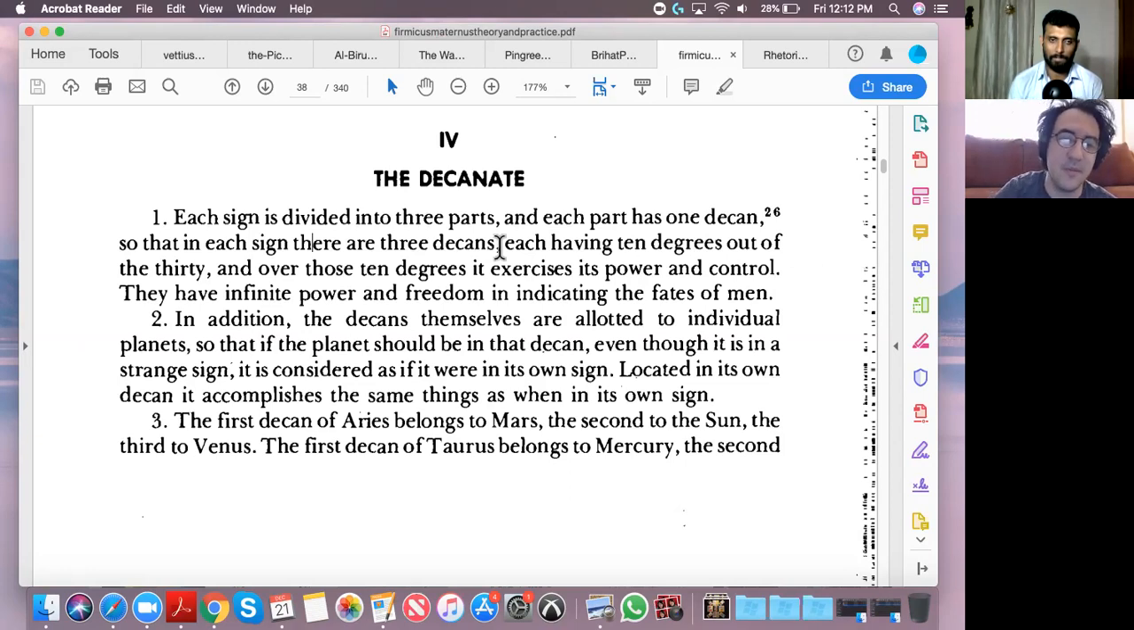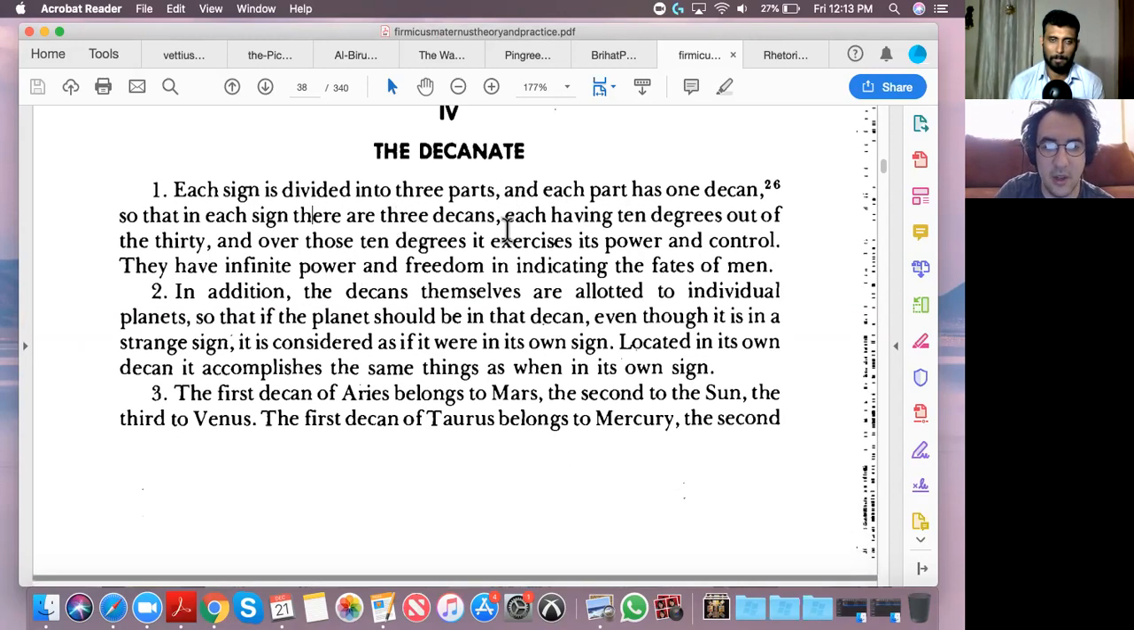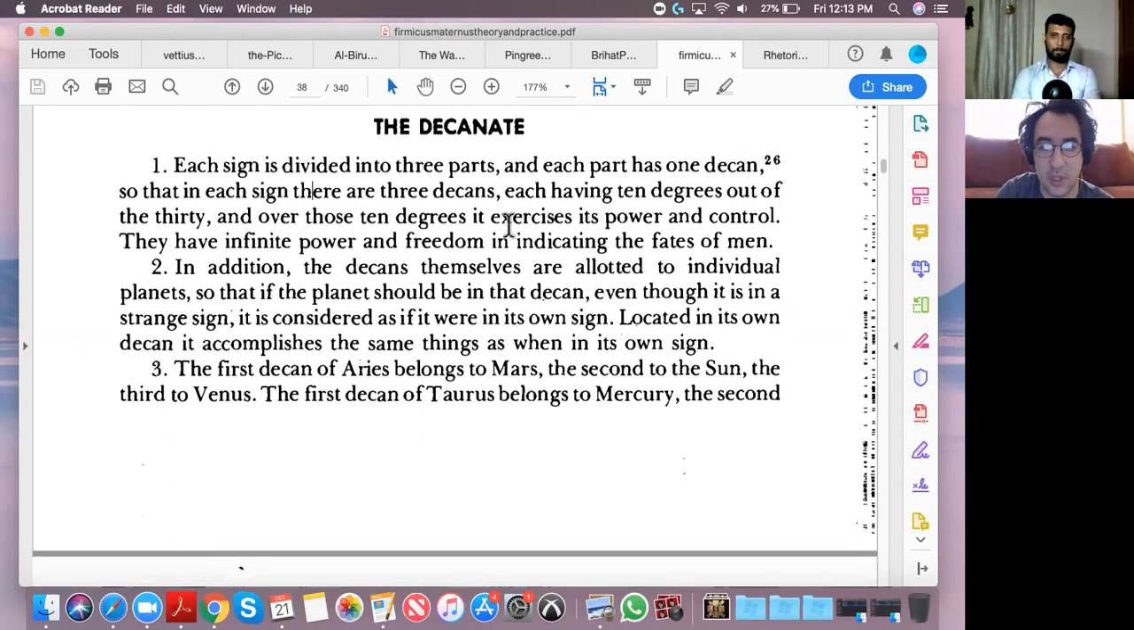Each sign is divided into 3 parts, and each part has 1 decan, so that in each sign there are 3 decans, each having 10 degrees of 30, and over those 10 degrees it exercises its power and control. They have infinite power and freedom in indicating the fates of men. So at least from Firmicus's perspective, they're extremely powerful and important, right? You don't want to ignore that 10-degree segment.